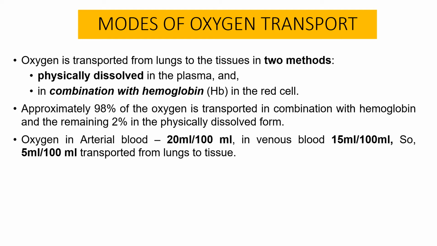Approximately 98% of the oxygen is transported in combination with hemoglobin, and the remaining 2% is in physically dissolved form. Oxygen in arterial blood is 20 ml per 100 ml, while in venous blood it is 15 ml of oxygen per 100 ml. So about 5 ml per 100 ml of blood is transported from lungs to the tissues.